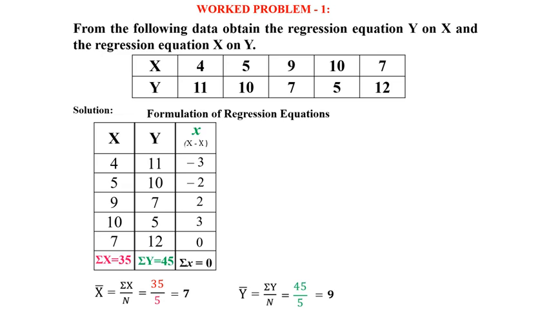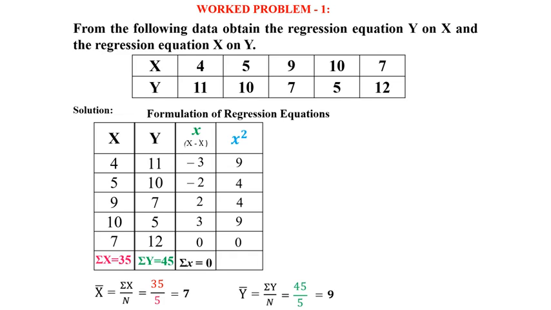Next is find out small x square. X square: minus 3 into minus 3 is 9, minus 2 square is 4, 2 square is 4, 3 square is 9, 0 square is 0. Total of these values you will get summation of x square, sigma x square equals 26.